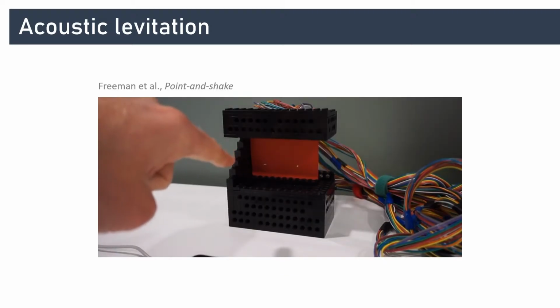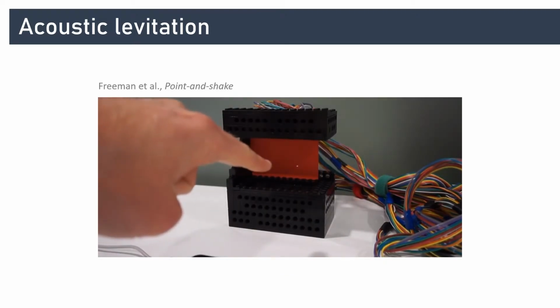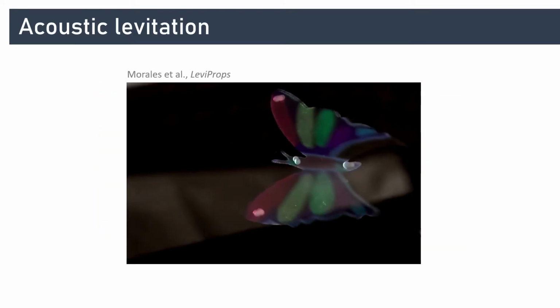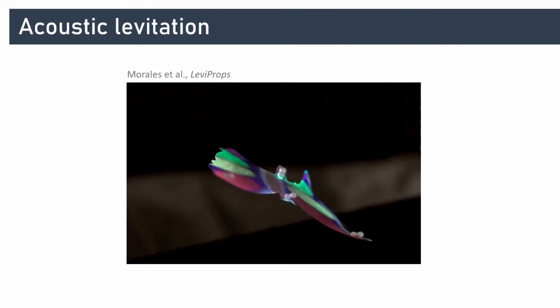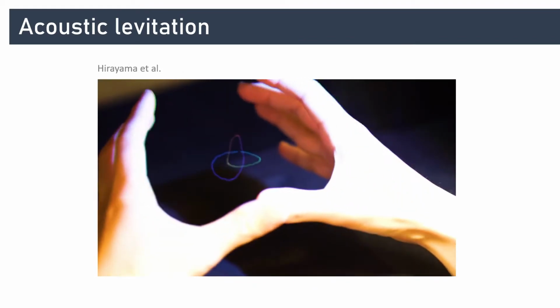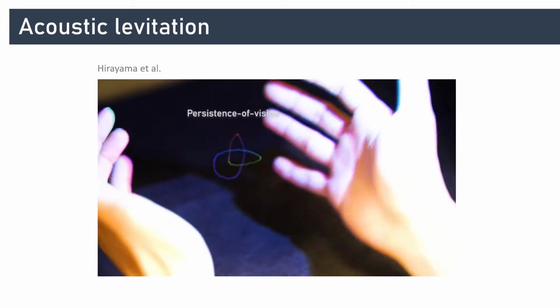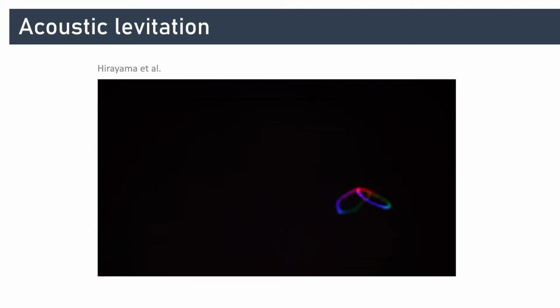Based on this technology, HCI researchers started to explore the potential by designing interaction techniques and by building novel 3D displays, for instance by combining acoustic levitation with projection mapping. By moving individual particles at high speeds, the persistence of vision effect can be utilized to create volumetric displays.